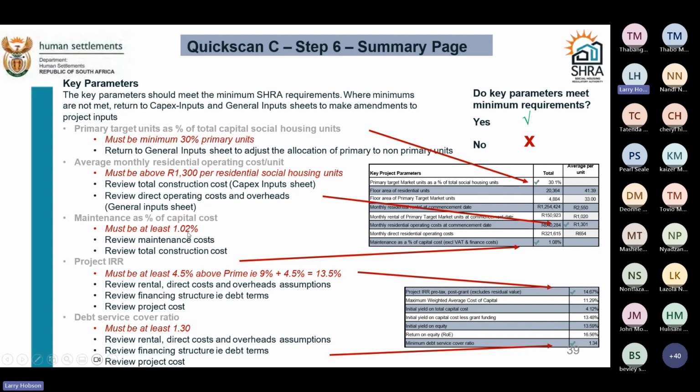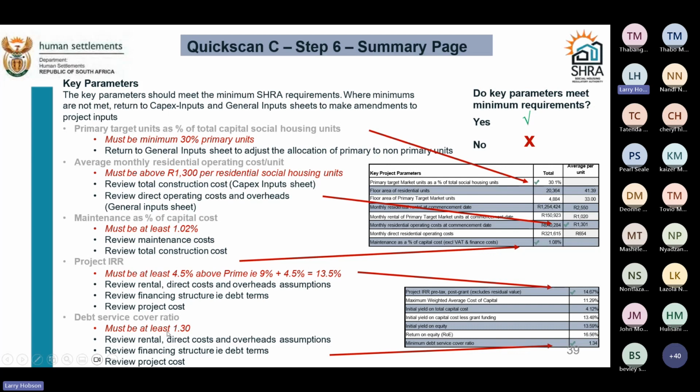Then this maintenance as percent of capital cost must be at least 1.02%. Ours comes in at 1.08%. In this example, project IRR, remember that's got to be 4.5% above prime. So in this case, we had a target of 13.5. We were achieving 14.6, so we were okay.